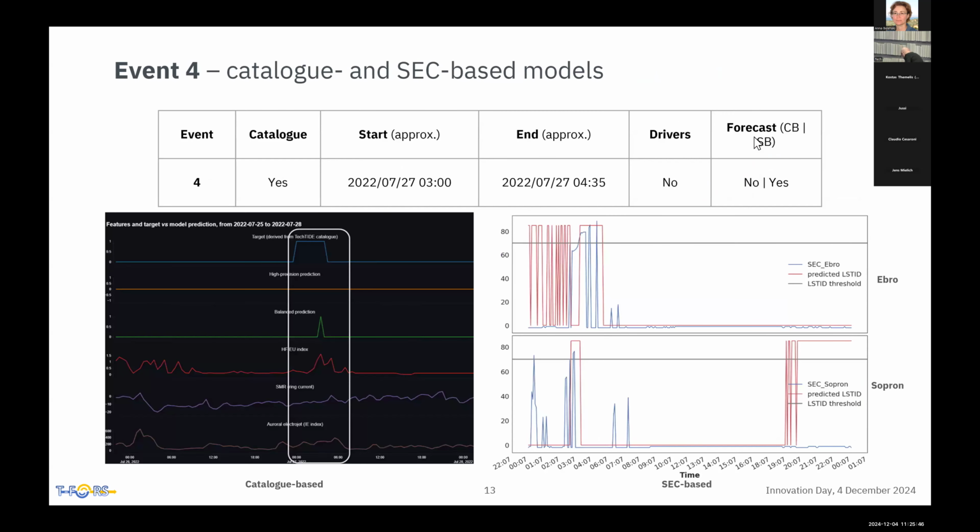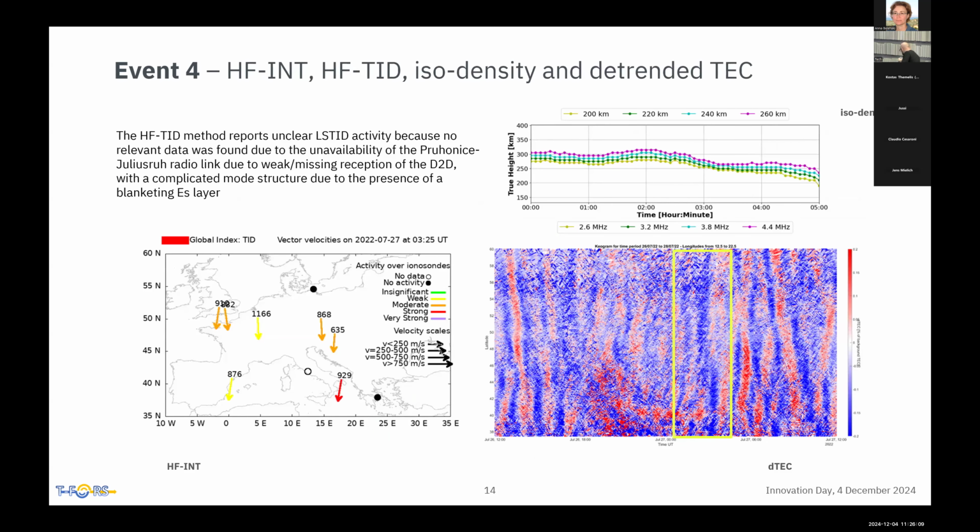Last case event, again, this is something that is in the catalog. One of the models was able to predict it. So the SEC-based model is able to predict, while the catalog-based model said no. But looking at the drivers, we cannot see any signature of geomagnetic activity ongoing. So what happened? Again, we don't have the radio link here. Looking at the HF interferometry, again, we are not sure. So the Ebro colleague said no.